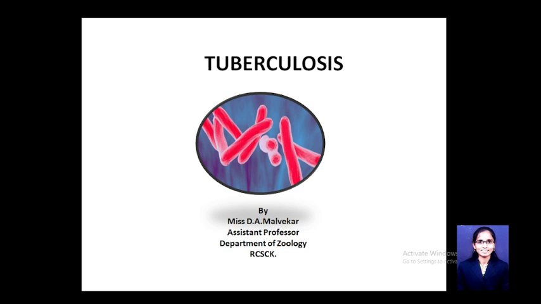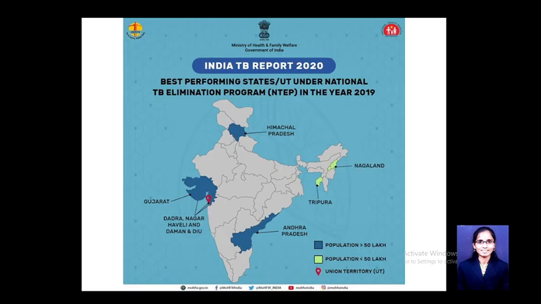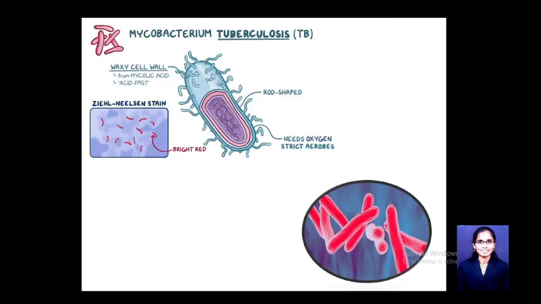And in this video, we are going to discuss one of the important diseases, that is tuberculosis. This is the India TB Report 2020, and it is indicating the best performing states or union territories under the National TB Elimination Program in the year 2019. There are a few states which are performing very well, and even so, India has not become 100% free from TB.